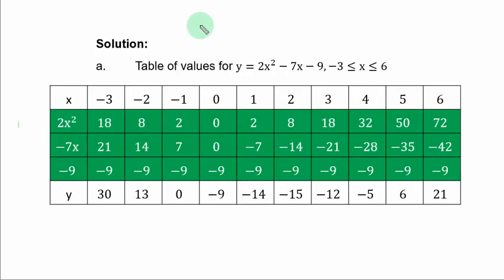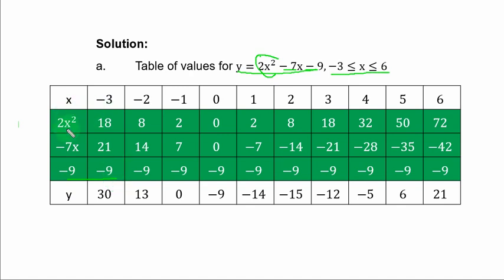Solution. So we are asked to copy and complete the table of values. This is the equation and the range of values of s. Now, to get y, we need precisely two things. We need to get 2s squared, and we get minus 7s. Minus 9 is a constant, and as such, you write it under each value of s the way you are seeing it.